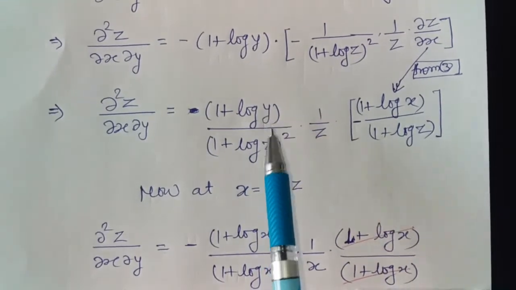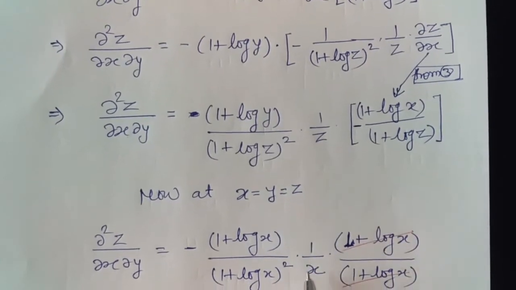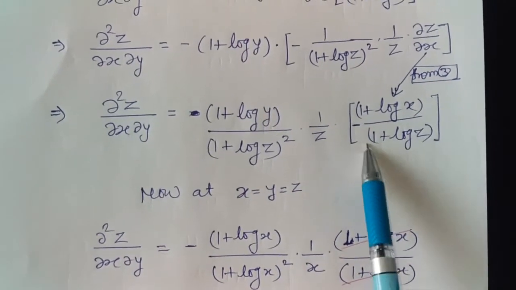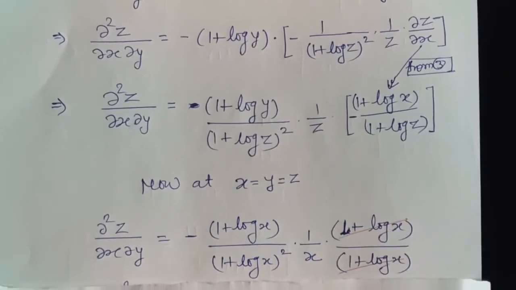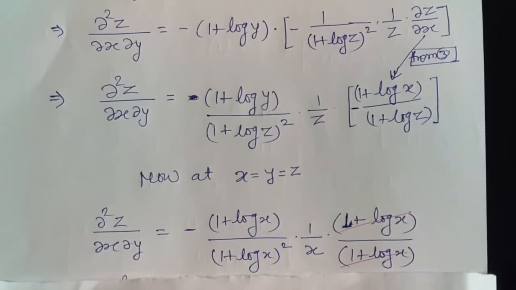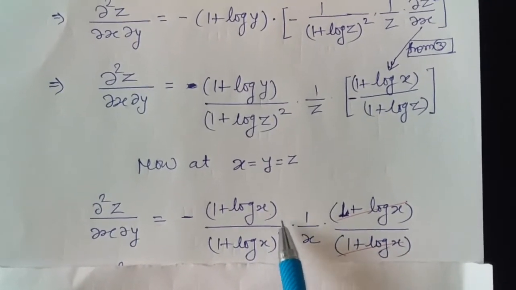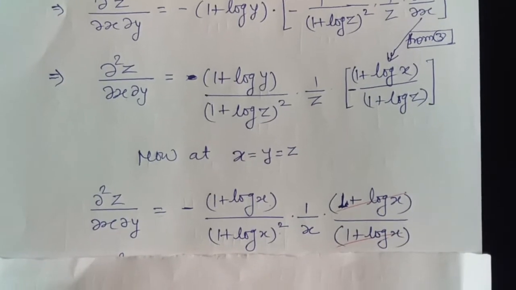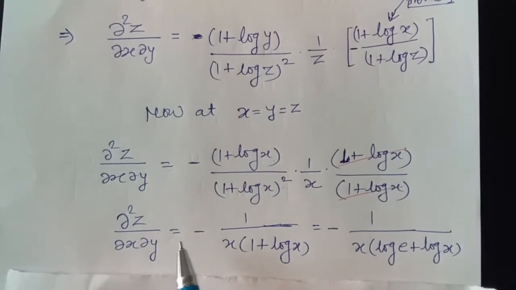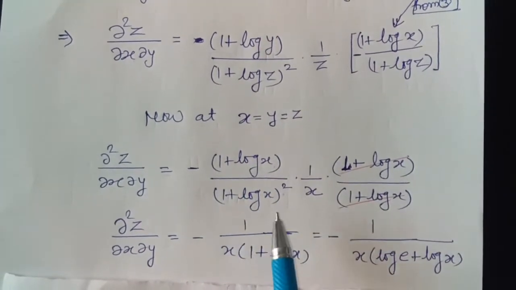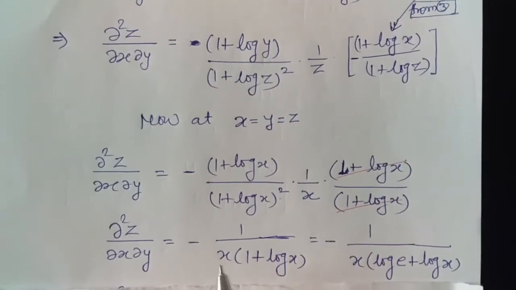So (1 plus log x) upon (1 plus log x) whole square, into 1 upon x, into (1 plus log x) upon (1 plus log x). All y and z we replace by x, as x equals y equals z. Now here 1 plus log x cancels, and here 1 plus log x to the power 1 cancels, and in the denominator we have only 1 plus log x. So the value of del 2z upon del x del y is equal to minus 1 upon x into (1 plus log x) at x equal to y equal to z.